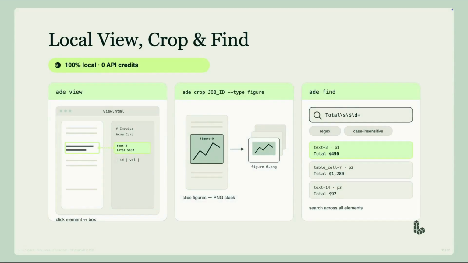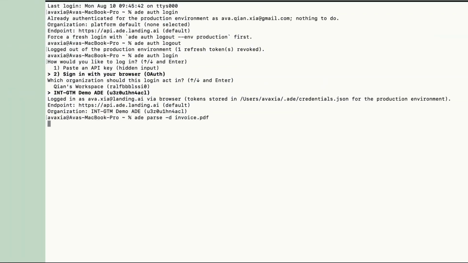Three more local commands are available with no API cost. View builds a self-contained HTML viewer where clicking an element highlights its box. Crop slices blocks out to PNGs. Find runs a regex across every block and tells you which block and page each hit is on. Let's put it to the test.